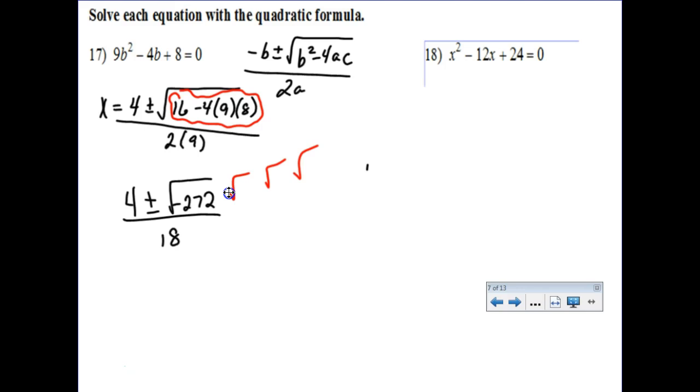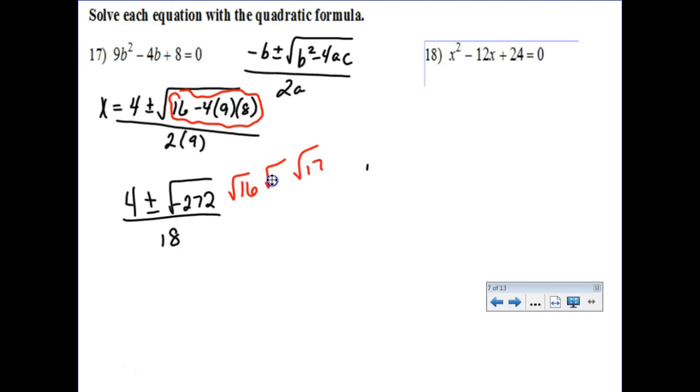Where are we at here? It's number 17. Let's try 16. 272 divided by 16. Yep, that works. So 272 is 16 times 17.